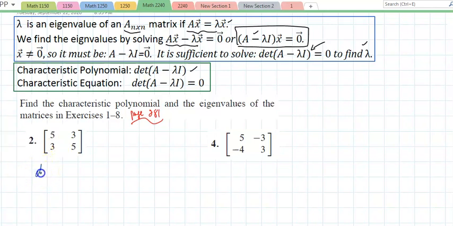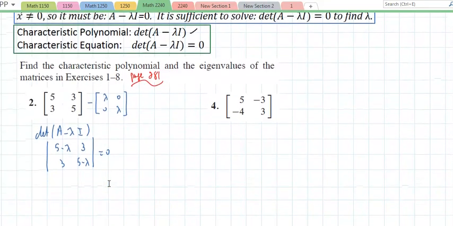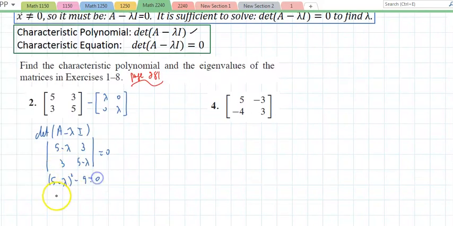So if I take the determinant of A minus lambda I, I'm going to write them out in the beginning. That is the determinant of A minus lambda times I. Well, I is 1, 0, 0, 1, so that's lambda, 0, 0, lambda. And if you subtract those, that's simply 5 minus lambda, 3, 3, 5 minus lambda. Set that determinant equal to 0, and that would be simply (5 minus lambda) squared minus 9 equals 0.